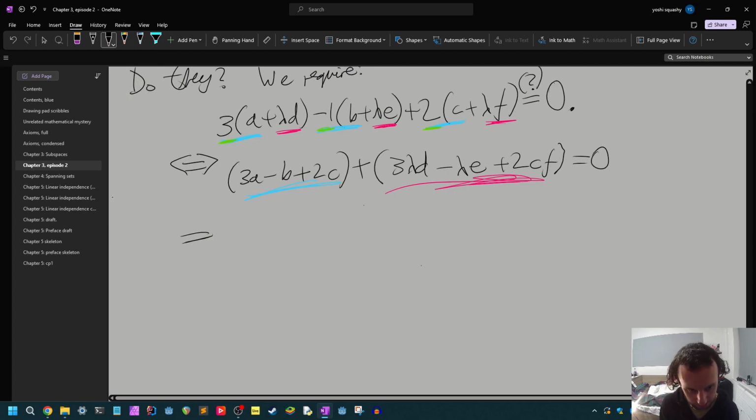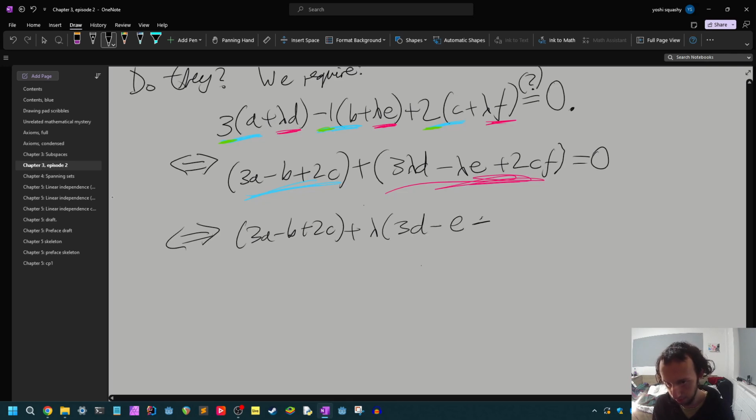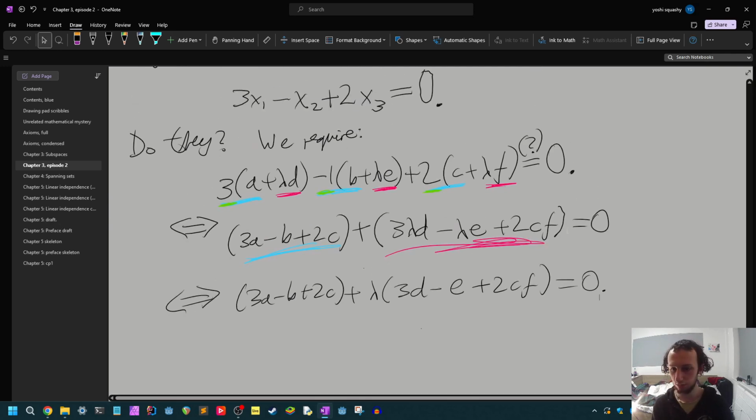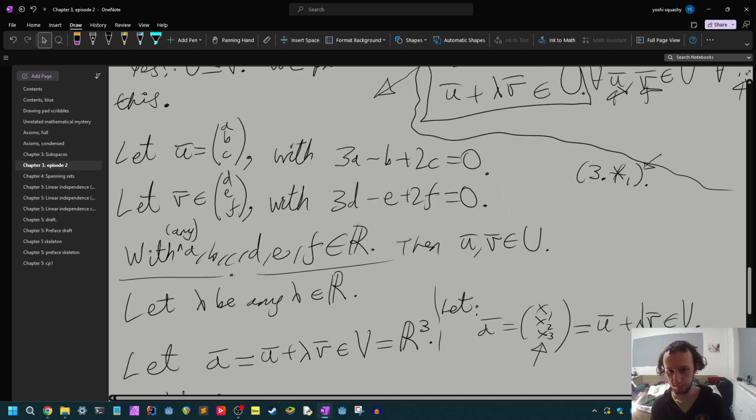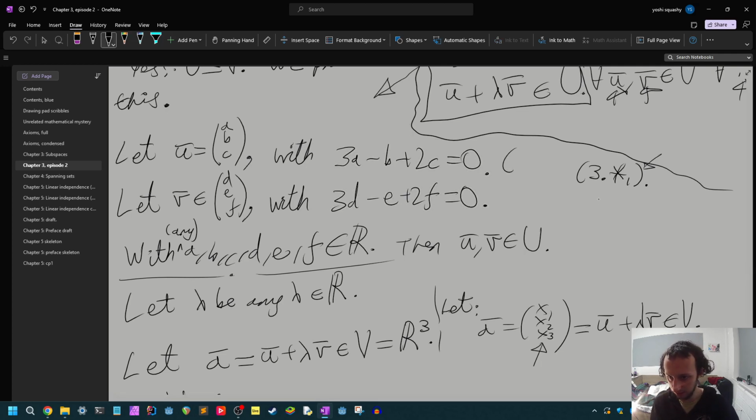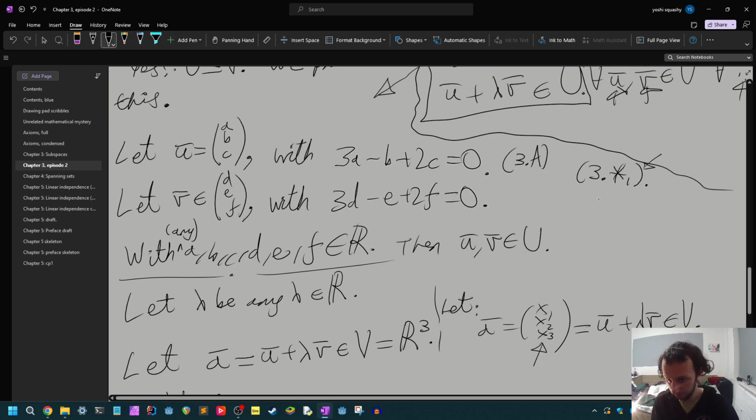For this next step, this is going to stay the same because it's already how we want it, which I'll show you in a second. And here we've got lambda lots of 3d minus e plus 2f. So in order to conclude our results, we can already see it probably. Remember we defined 3a minus b plus 2c to equal 0 and 3d minus e plus 2f to equal 0. So maybe label these so we can use them. We'll call this 3a, this 3b.